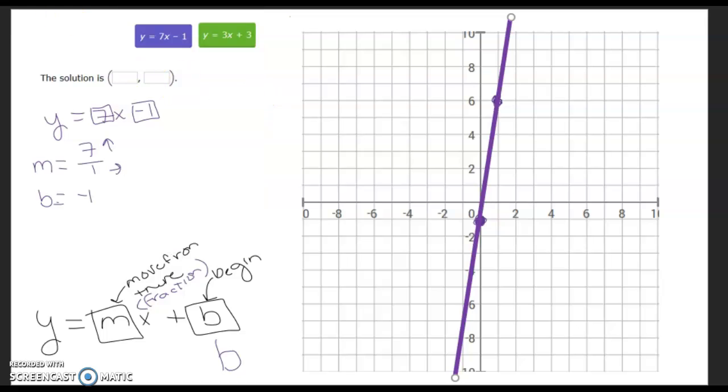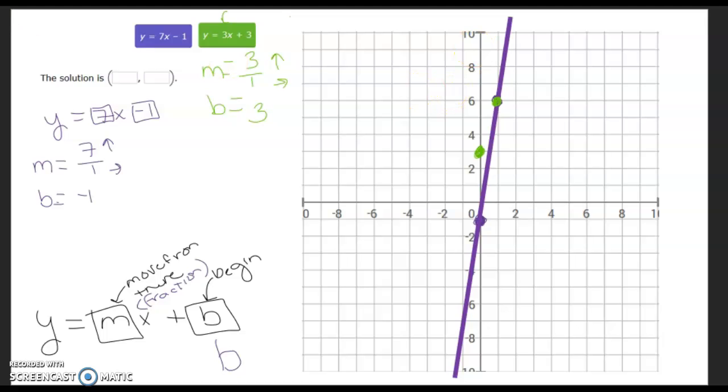That should be my purple one, which I can make purple. So now let's go ahead and do the green one. My m and my b. My m is this number in front of x, which is 3, and I need to make it a fraction. My b is the very end of it, which is 3. So I'm going to begin at +3, which is right here. I started in the middle and went up 1, 2, and 3. My movement is up 3, always to the right 1. So from here, I'm going to go up 1, 2, and 3, and go over 1. I don't think it's going to be too difficult to see where they cross.